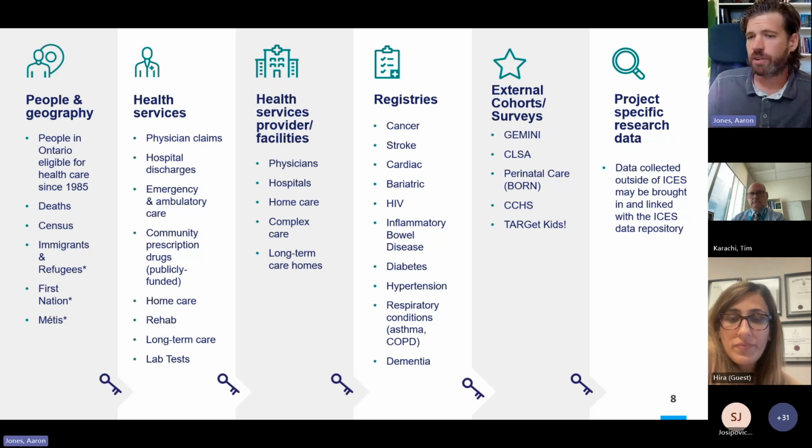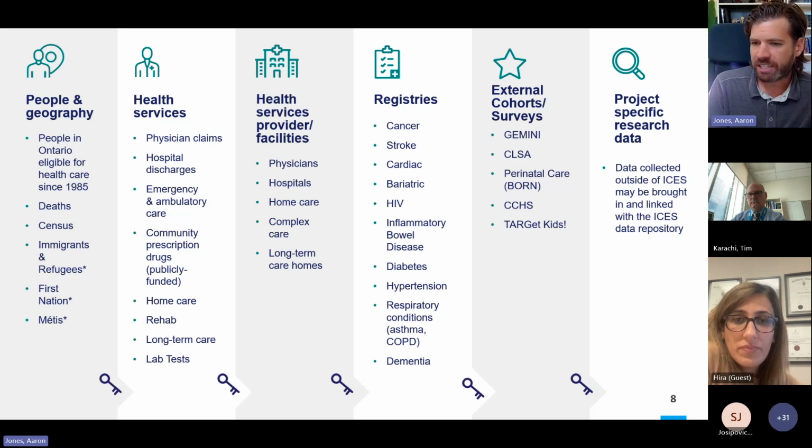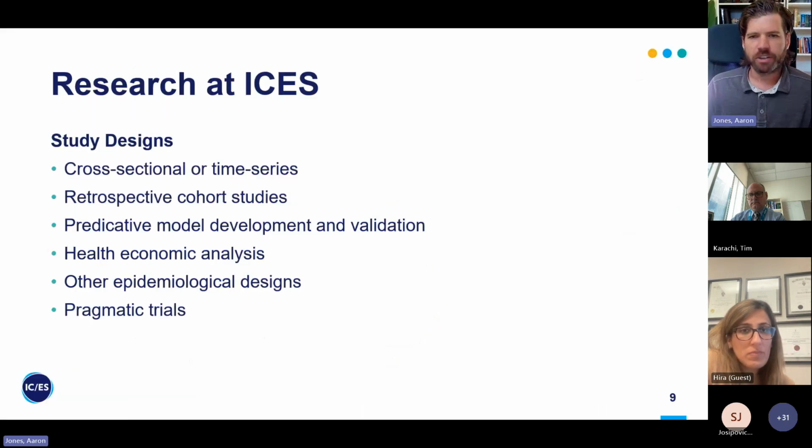And so beyond all of this, if you have additional data sets you might be interested in bringing into ICES, your own data that you've collected and you'd like to link to, that is possible as well. Obviously we need to have health card numbers to enable that linkage, as well as ethics to make that happen. So that was a very broad and quick overview of the type of data that is held at ICES.